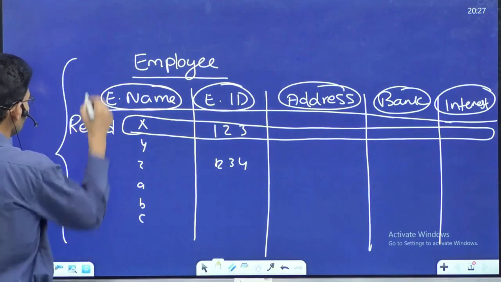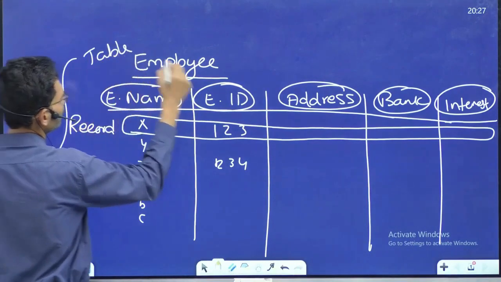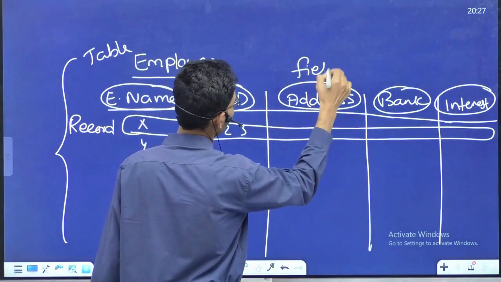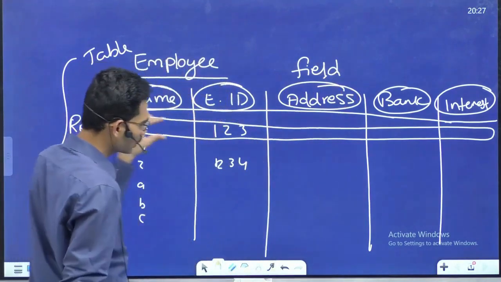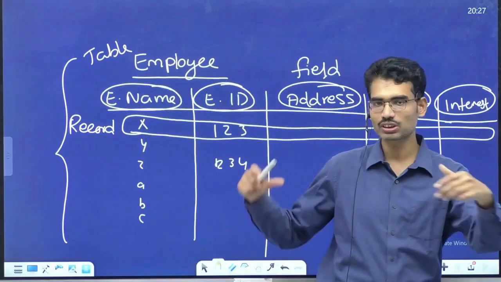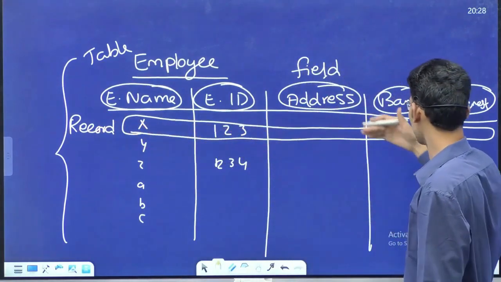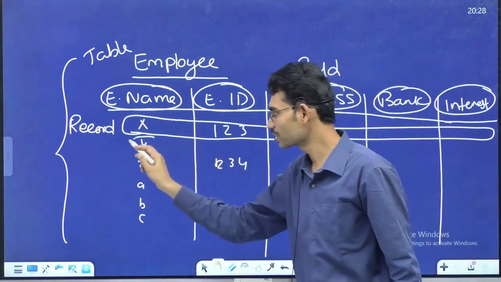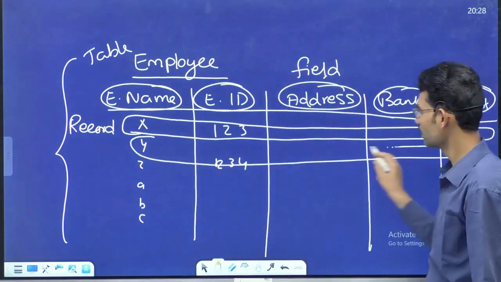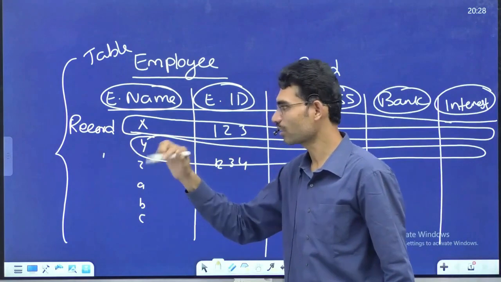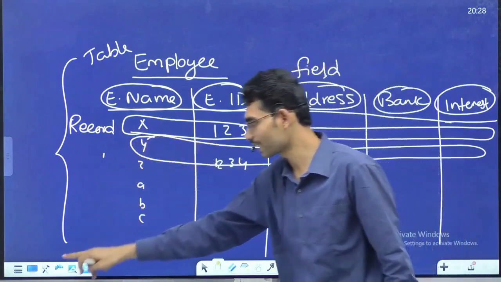So this entire thing is a table. This is a field. One particular row. This row gives you the information about one particular employee. Name, address, bank details, interest. Then the second row means the second record. The second record gives the full information about the second employee.